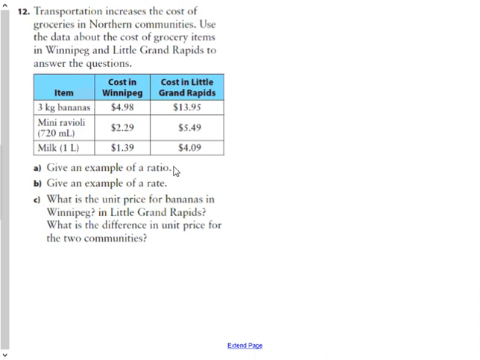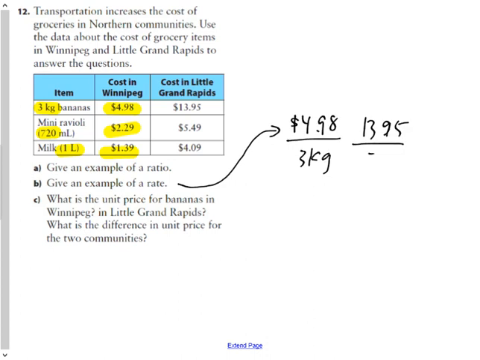In the second part, give an example of a rate. A rate would compare things like cost to volume, or cost to kilograms. And since those are all examples of rates, I could make 6 different ones. I could say $4.98 to 3 kilograms of bananas, that is a rate. I could also say $13.95 to 3 kilograms, which is a different rate, but that for Grand Rapids. I could do $2.29 for 720 milliliters, etc., etc. Those are all examples of rates.